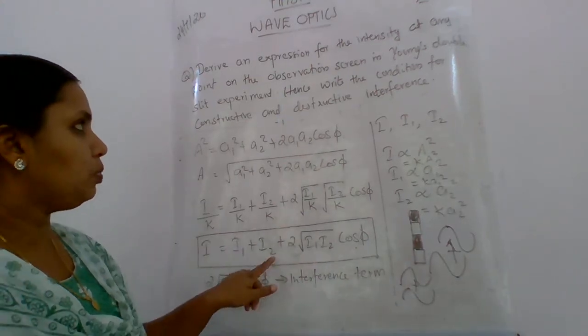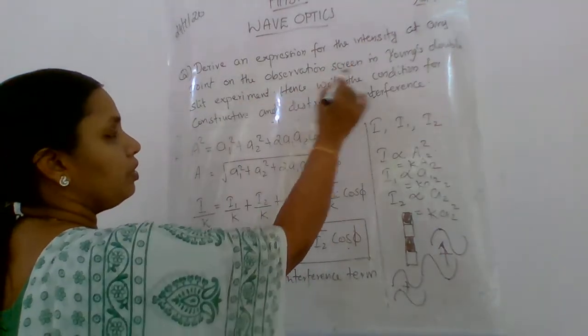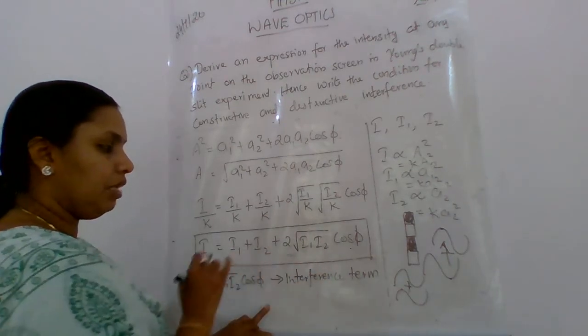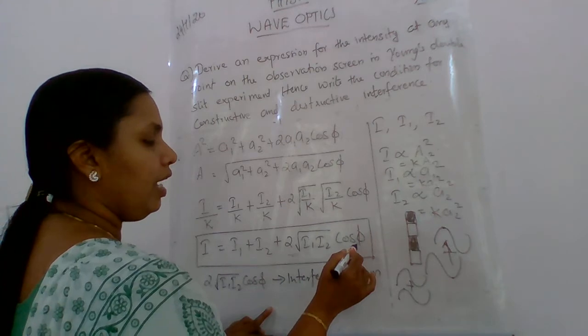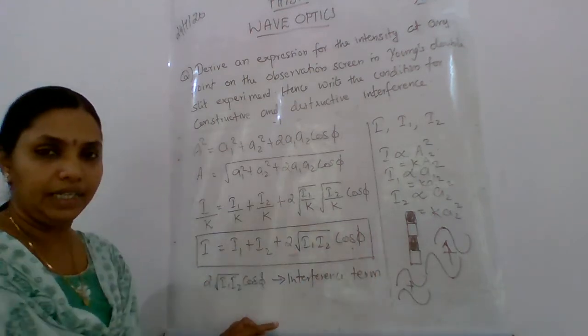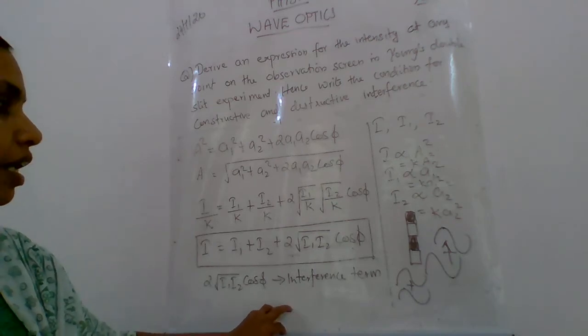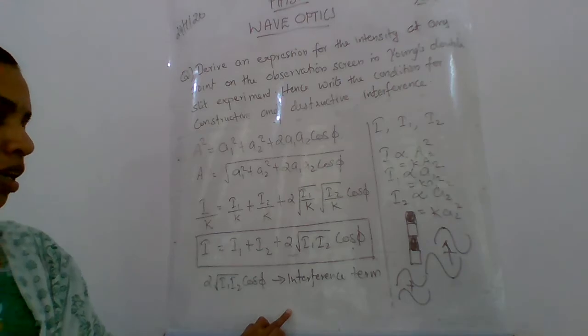So this is the expression for the intensity at any point on the observation screen in the double slit experiment. At any point this will be the intensity, and the intensity varies according to the cos phi term, that is, the phase difference between the waves from the two slits.